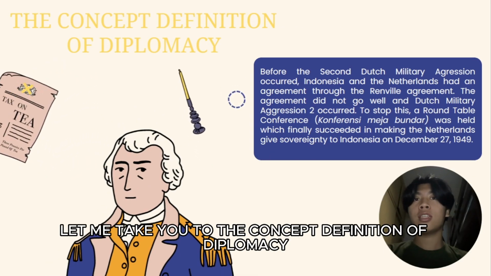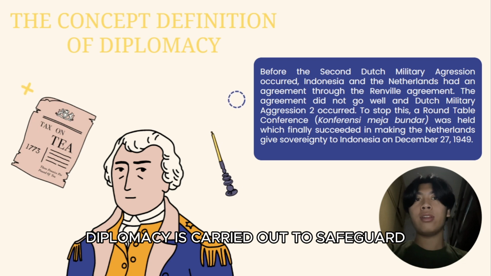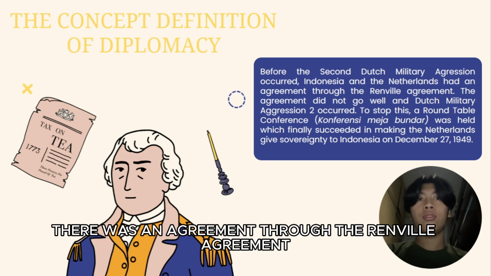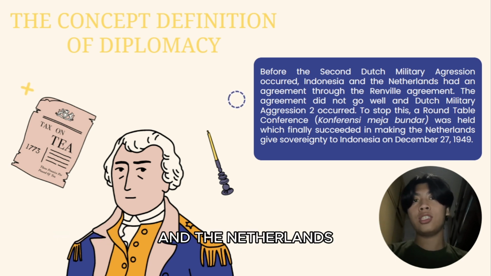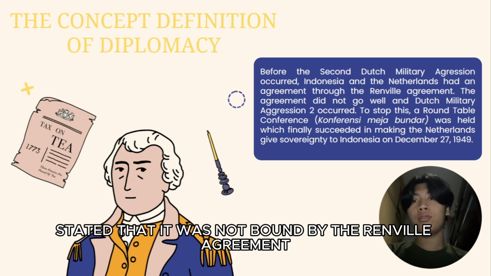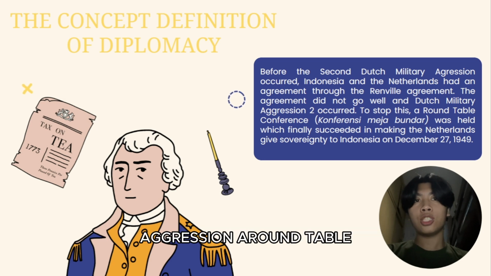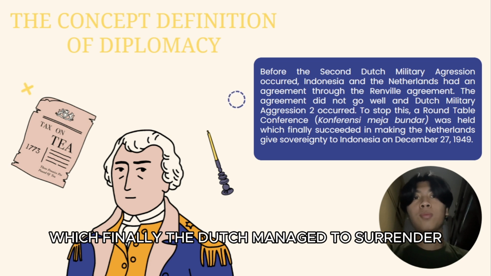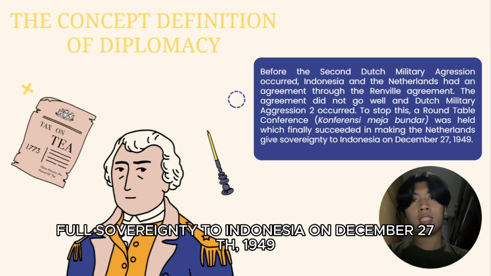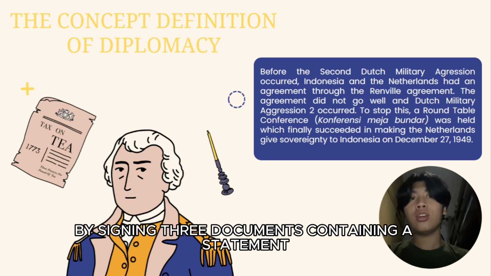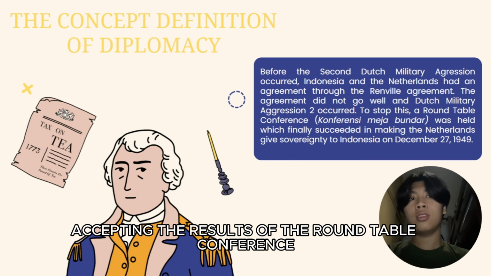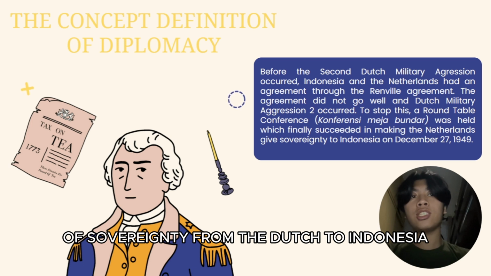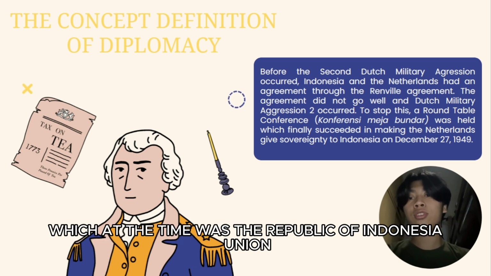For the last one, let me take you to the concept definition of diplomacy. Diplomacy is carried out to safeguard a country's national interests. Before the second Dutch military aggression, there was an agreement through the Renville Agreement, but there was internal chaos in Indonesia, and the Netherlands stated that it was not bound by the Renville Agreement. To stop the occurrence of the second Dutch military aggression, a roundtable conference, or Conferentie Meja Bundar, was held, in which the Dutch finally managed to surrender full sovereignty to Indonesia on December 27, 1949, by signing 3 documents containing a statement accepting the results of the Roundtable Conference and the Charter of Surrender of Sovereignty from the Dutch to Indonesia, which at that time was the Republic of Indonesia Union.